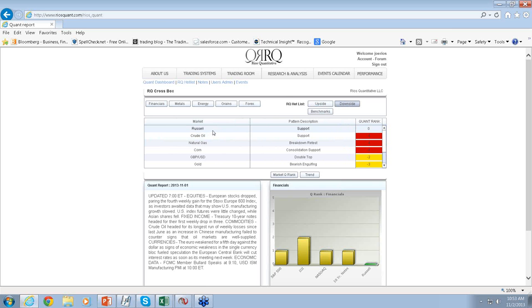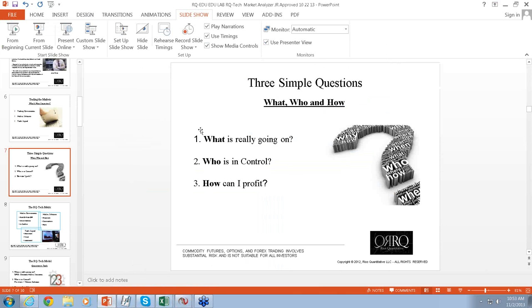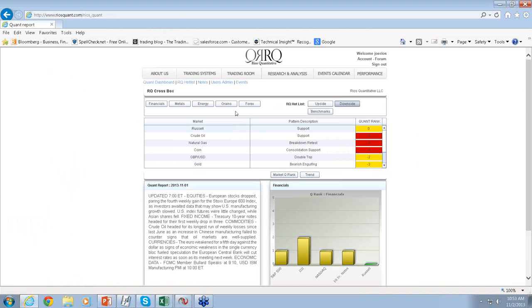So, remember that first question? What's going on? Here it is. What's going on? And in order to successfully manage your money prudently with the right risk management formula, or let's call it risk profile, you've got to ask yourself the first question. What's really going on?